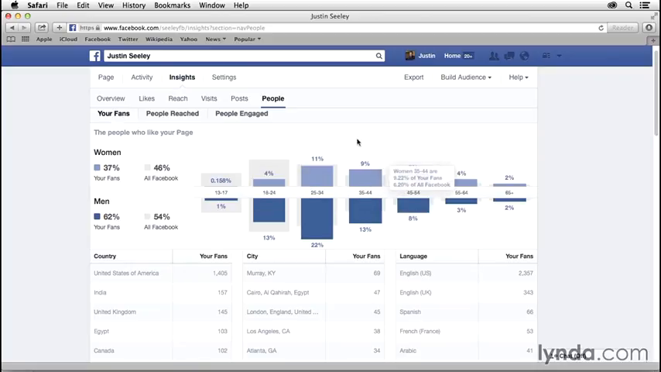If not, how do you change that? What type of content do you need to create in order to increase your reach in a given demographic that you're trying to target? So for instance, if I was after the 18 to 24-year-old female market, what am I going to do to increase that? Because right now it's so low.